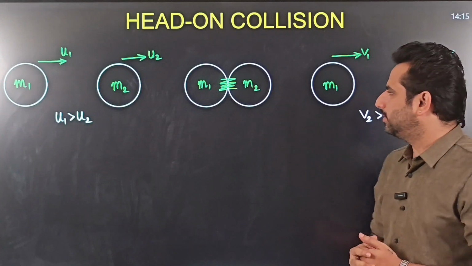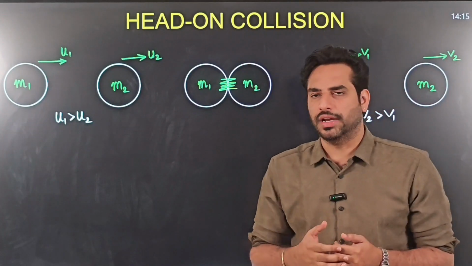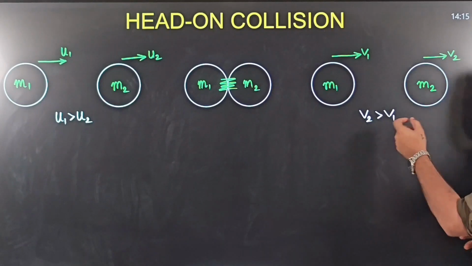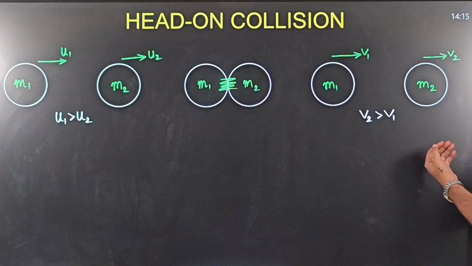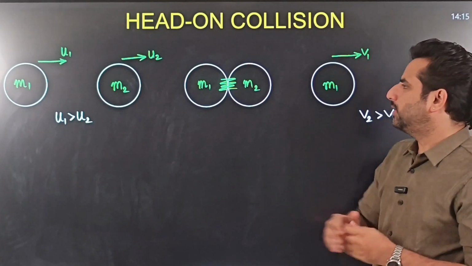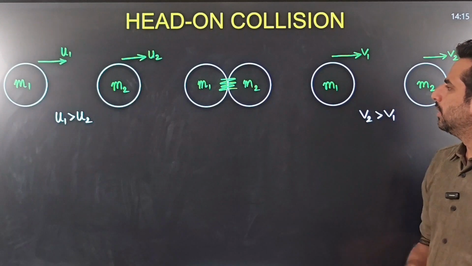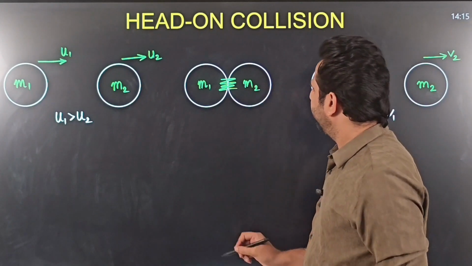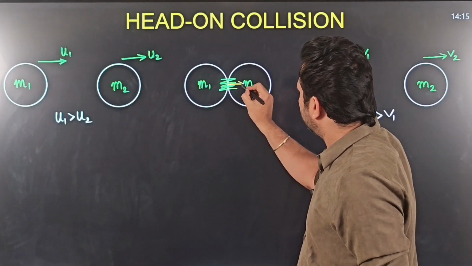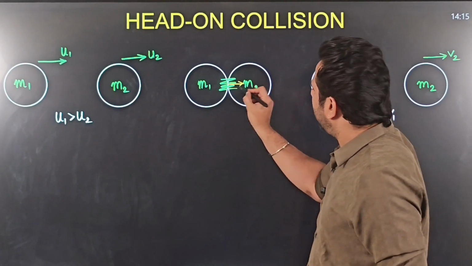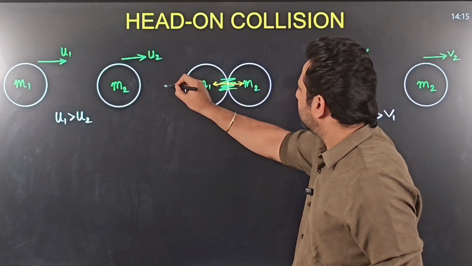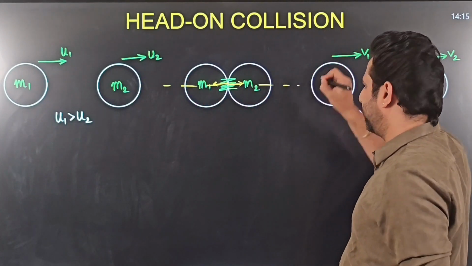During this process of collision, they exchange their momentum and energy, and finally they get separated with velocities v1 and v2. With v2 being greater than v1, the distance of separation goes on increasing. So this is head-on collision because when m1 hits m2, the force applied by m1 on m2 is towards right, and the force applied by m2 on m1 is towards left. The collisive forces are acting along this horizontal line.